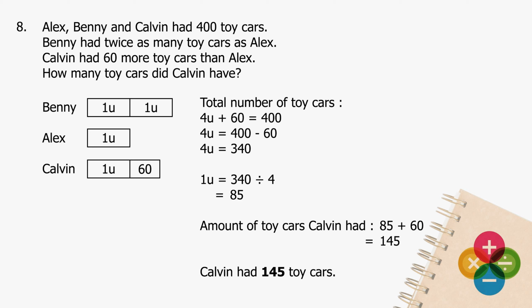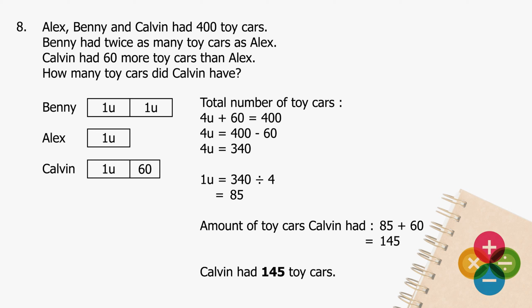The total number of toy cars will be, add 4 units to 60, and the sum is 400. 4 units will be, subtract 60 from 400, and the difference is 340. 1 unit will be, divide 340 by 4, and the quotient is 85.